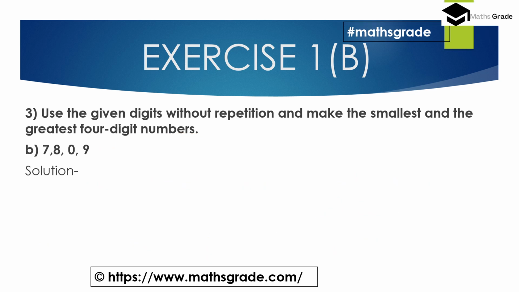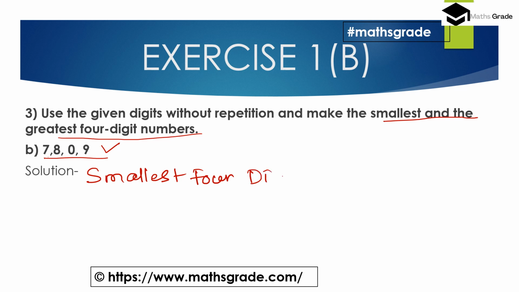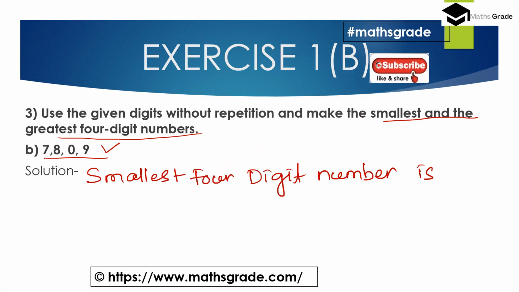Now we solve question number 2b. The 4 digits given are 7, 8, 0 and 9. These are the 4 digits given and we have to make, without repetition, the smallest and the greatest 4 digit number. So the smallest 4 digit number: the smallest digit is 0, but this is a 4 digit number, so we cannot use the 0 at the 1000 place.